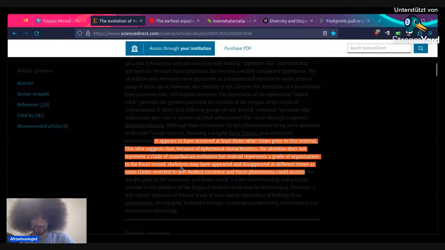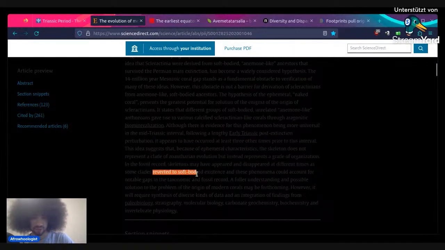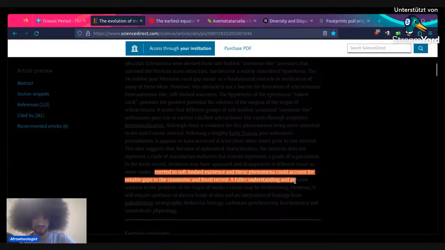So in the fossil record, skeletons may have appeared and disappeared at different times as some clades reverted to soft-bodied existence. So they say that the appearance and disappearance of these animals can be explained away by the fact that they de-evolved back to being soft-bodied.